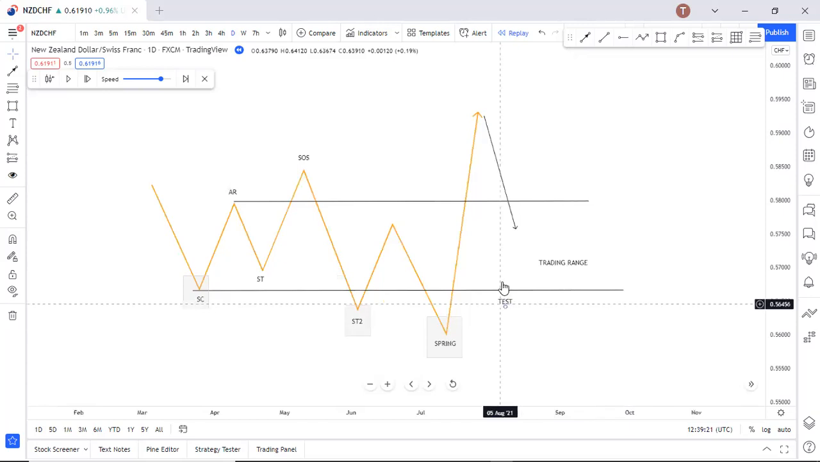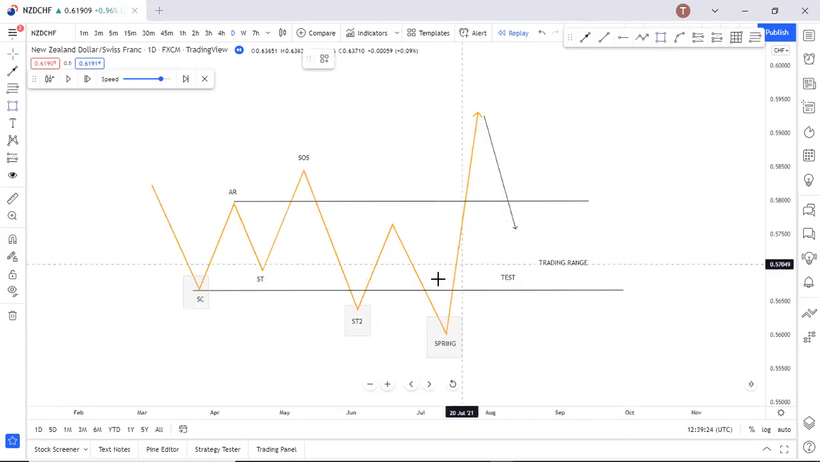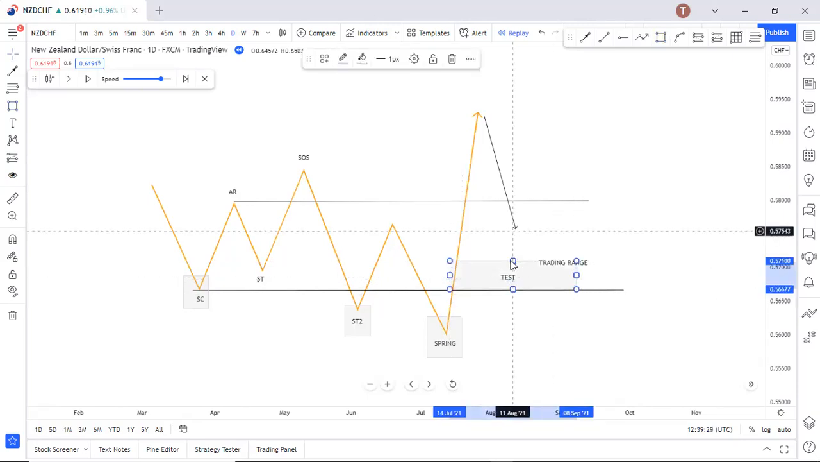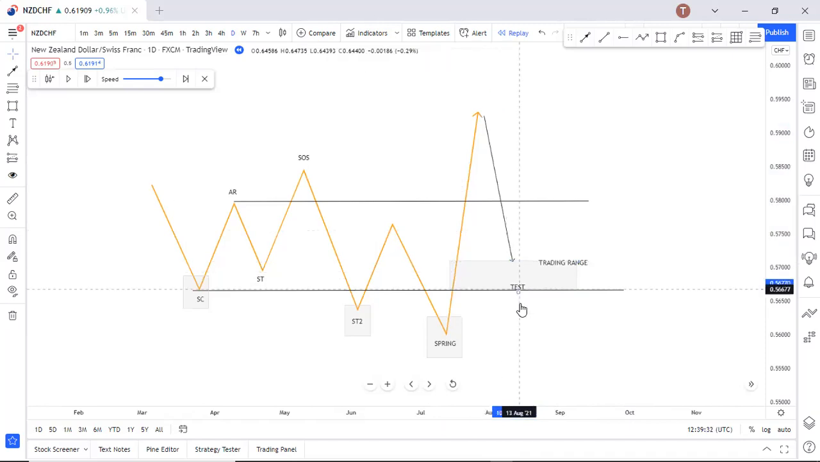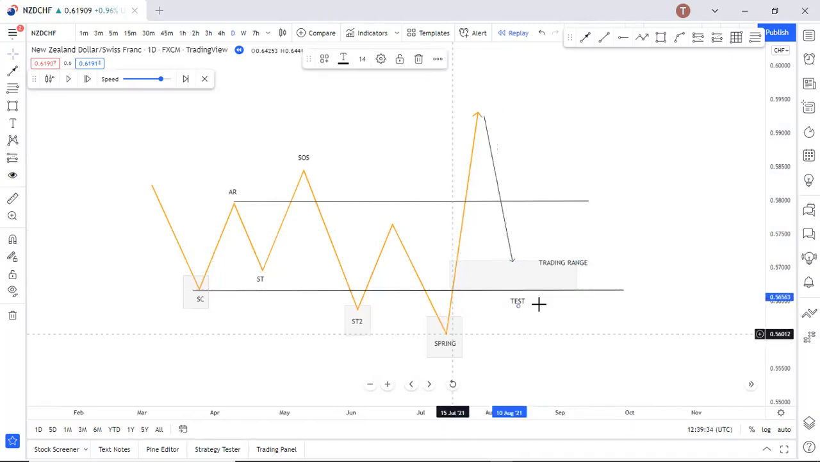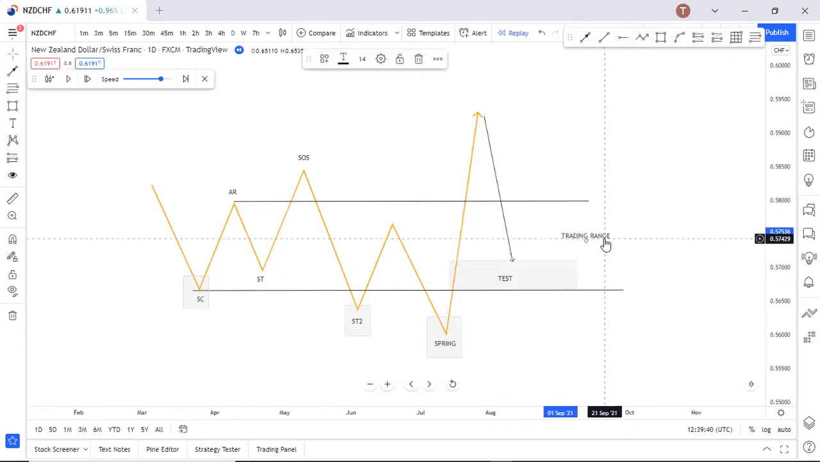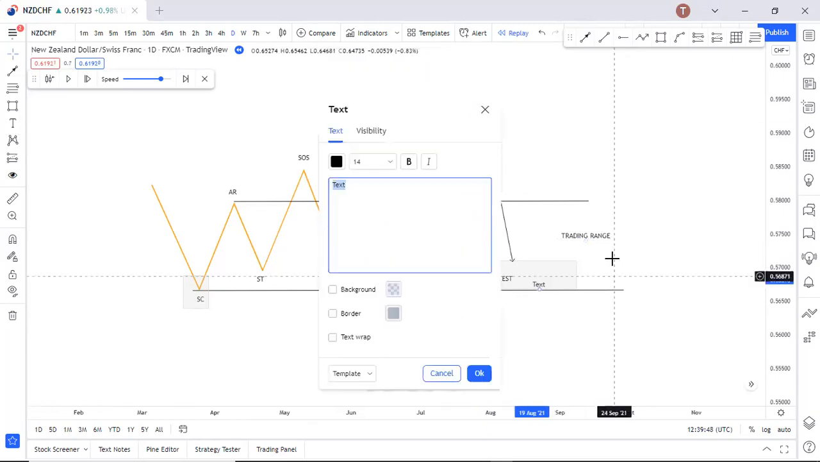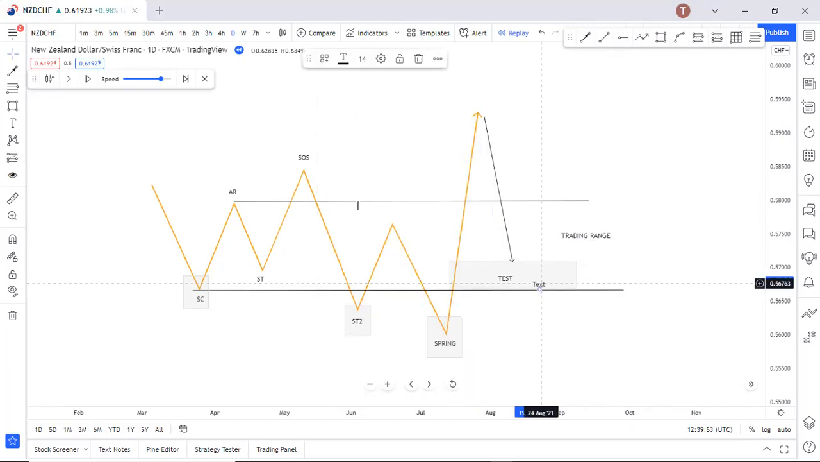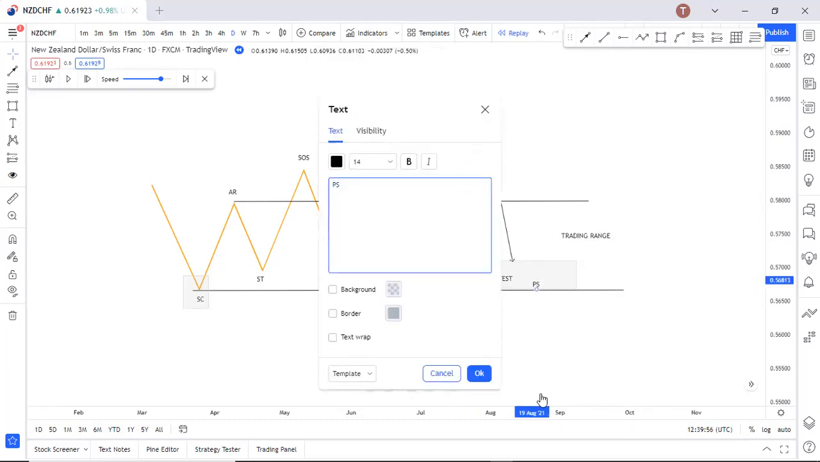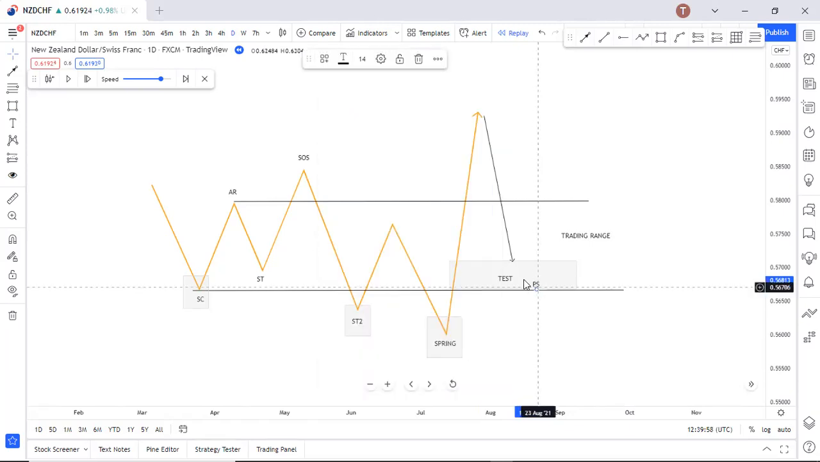Wyckoff. Then this region right here is what we call the test. That is, once price comes down here, this is called a test, coming to retest the zone around this spring. So this is labeled as test, while in distribution schematics we call it the last point of supply. But this one we call it test, or we can also call this PS, preliminary support. You can also call this preliminary support.